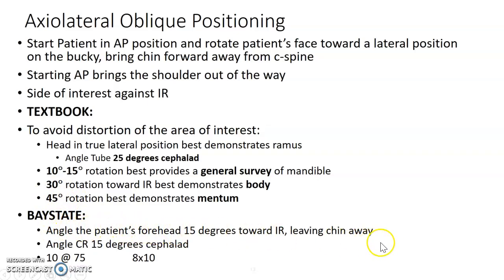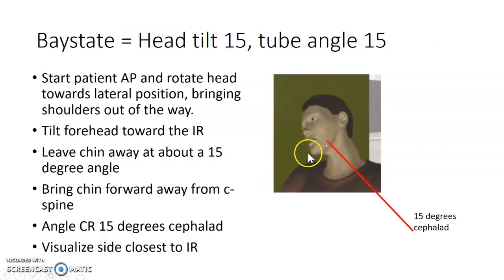At the hospital, we put that patient in, I start with them in true lateral, I tilt their forehead 15 degrees towards the IR. I pull the chin away from the C-spine, and I angle my tube 15. So I do a head tilt and a tube angle to sort of compensate for that. This is sort of what we do here.